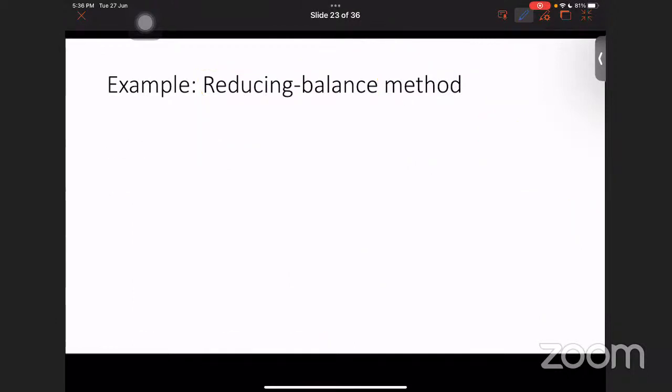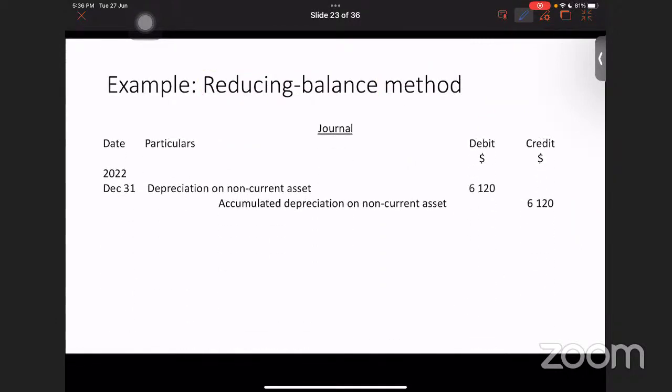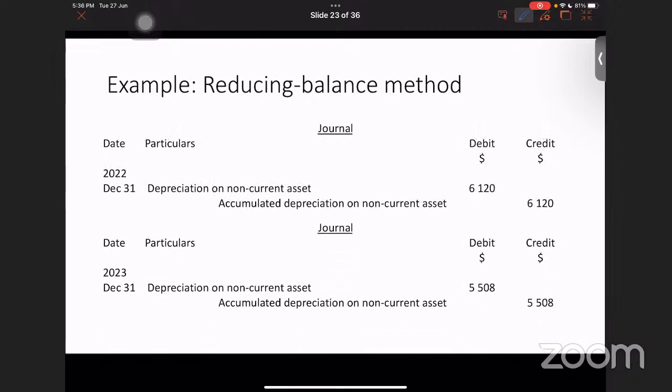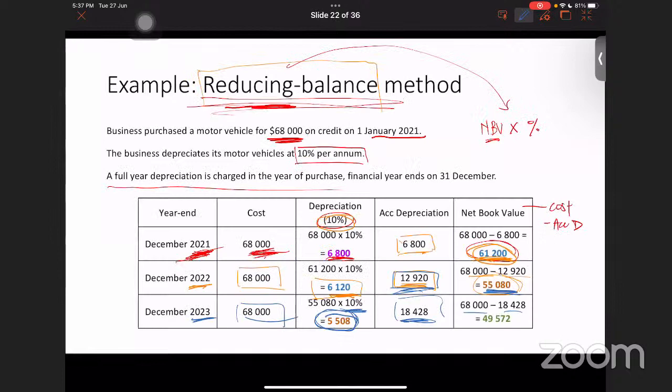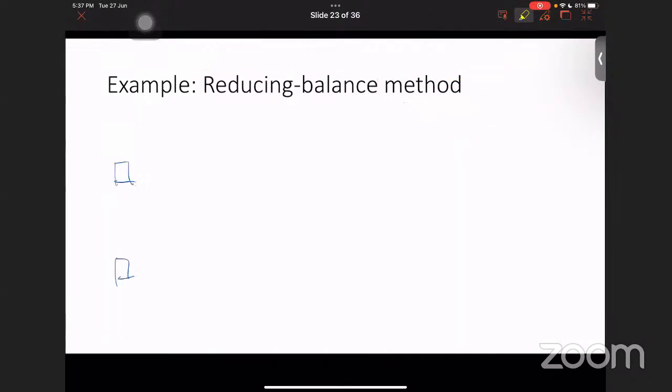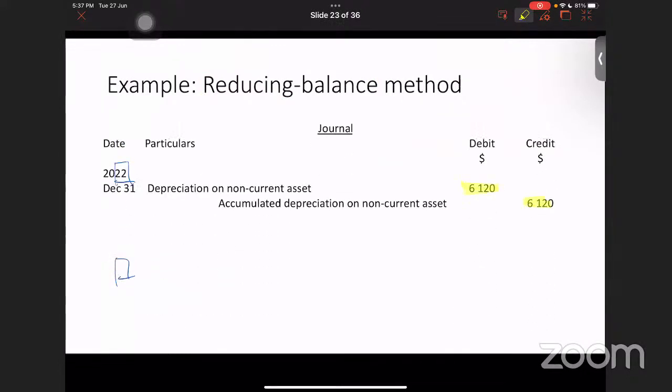Okay, so run through the journal entries for year 2022 and year 2023. So year 2022, same thing. I will just go back to my table and extract it. So year 2022, I'm interested in the depreciation. So this is it, 6120.